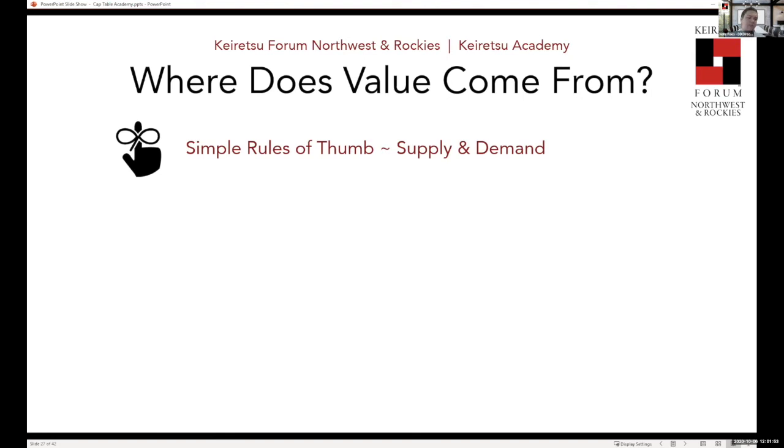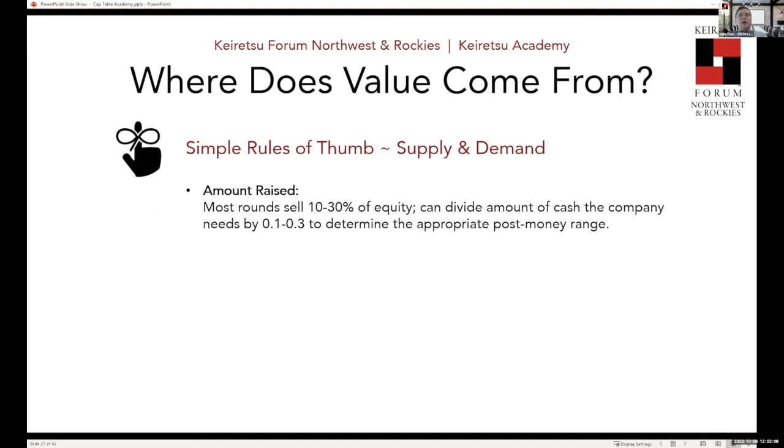So as we wrap this up here, I want to talk a little bit about where these value numbers come from. I've seen a few questions in the chat about that. So just to touch on that a little bit here. There's a few very simple rules of thumb that you can use as a gut check for, do things make sense? Do things seem reasonable? And you can look at just simply the amount the company is raising.